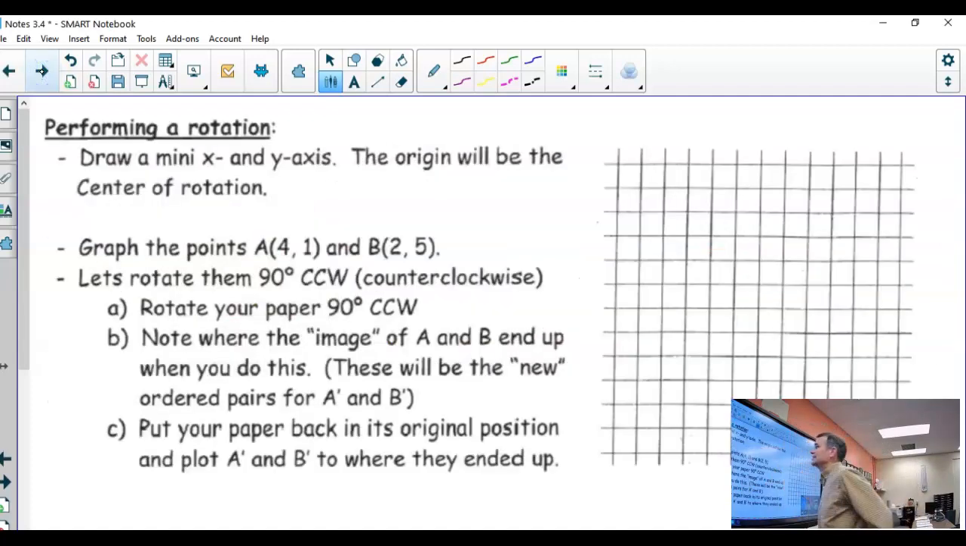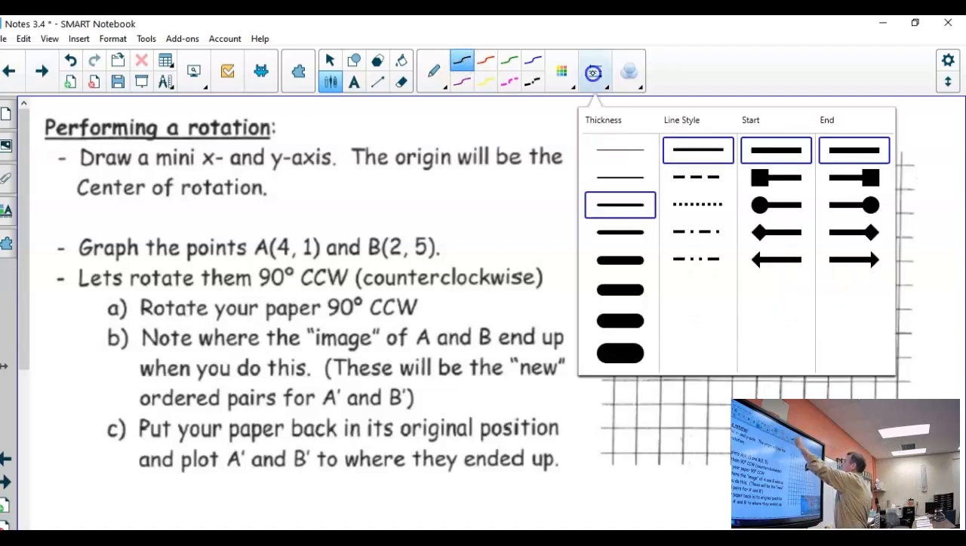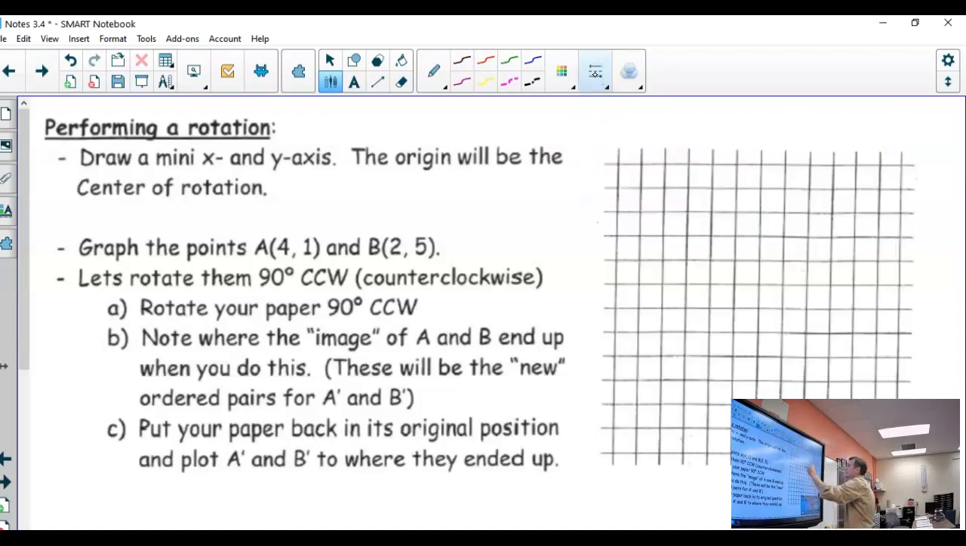All right, so we are going to start out by performing a rotation. I have this empty graph here, and I'm going to have you draw a mini X and Y axis. You'll want to draw that in the middle of the graph. So it might look something like, how about this and this. So there's kind of my X and Y axis that I'm going to work off of.